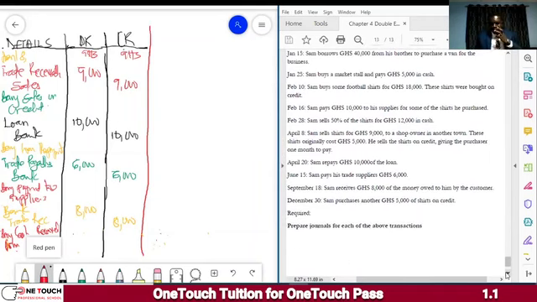good. So prepare journals for each of the above. So that's what we have done. Okay, so basically, this brings us to the end of our chapter 4, the double entry bookkeeping. So you have learned how to record transactions in the ledger account. We've looked at how to balance off an account, how to extract a trial balance, and how to prepare basic financial statements from a trial balance. And finally, we ended by learning how to journalize entries.